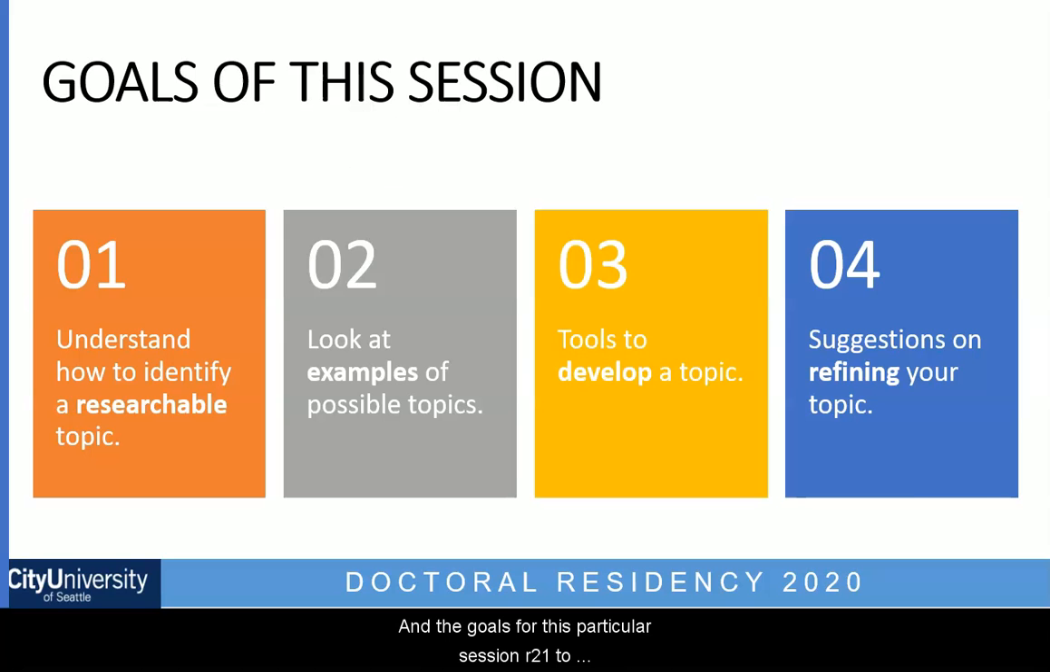I'm going to be talking with you about topic development. The goals for this particular session are, one, to understand how to identify a researchable topic, and the second one is to look at some possible examples, to look at tools that we can use to develop a topic, and talk about some suggestions on being able to work through refining your topic.